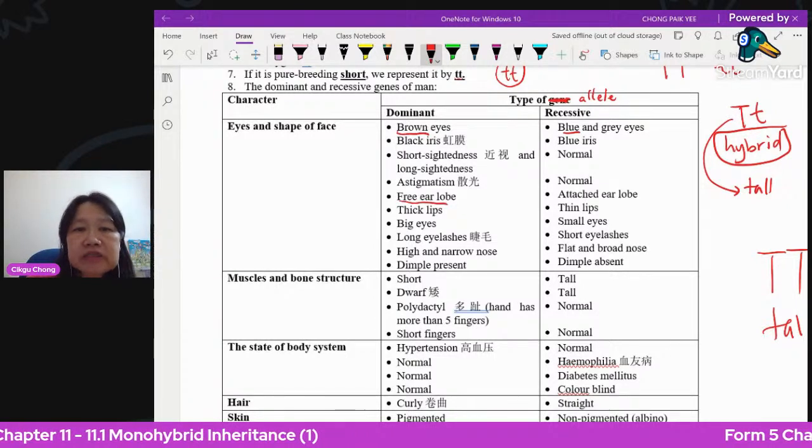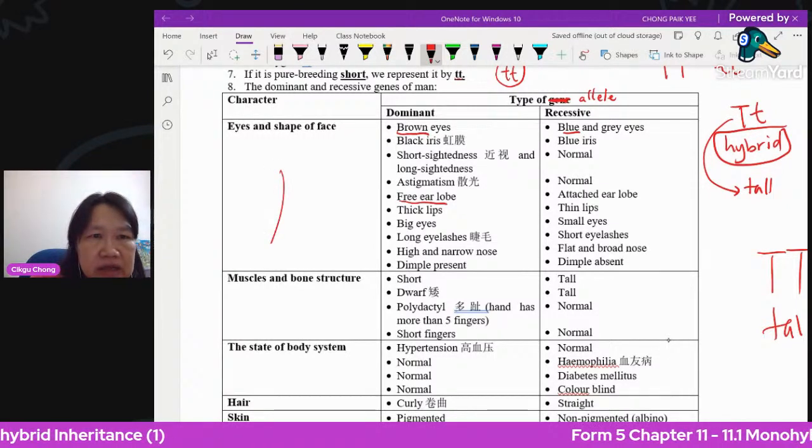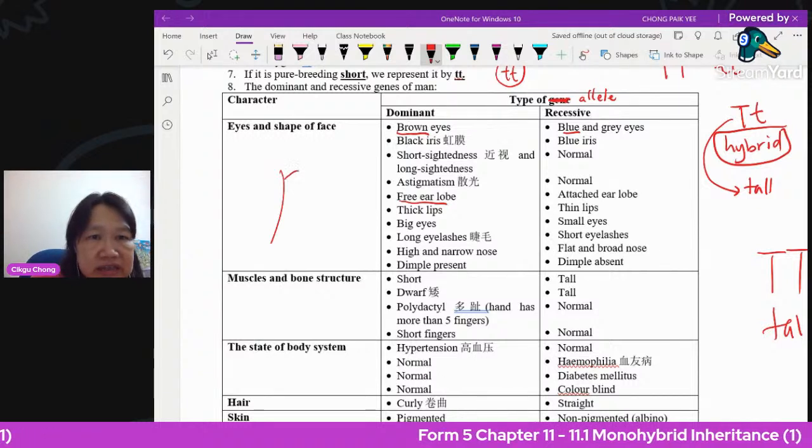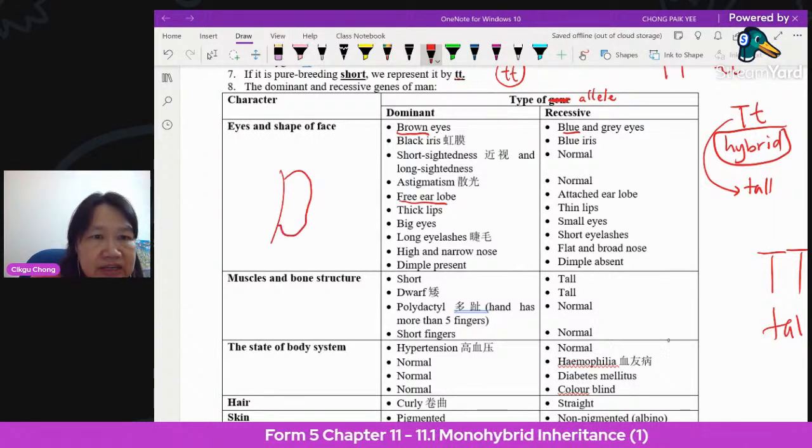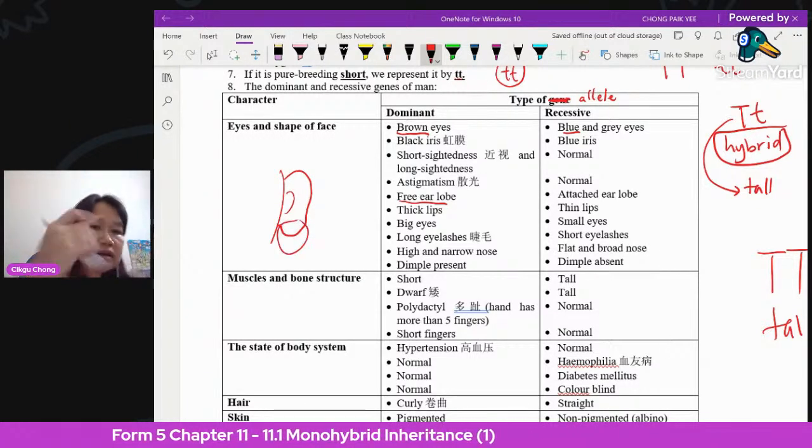Free earlobe, that means your earlobe is like this. This is called free earlobe. The earlobe is the side of your face. Your ear is like this, the shape. You see? This is the shape. There's an earlobe here, jutting out.